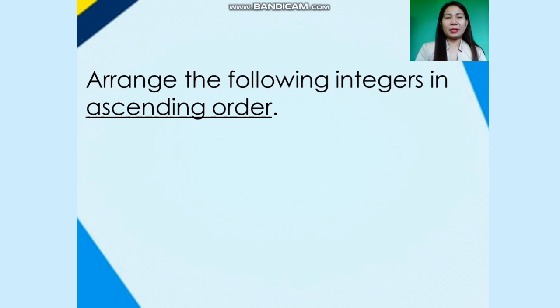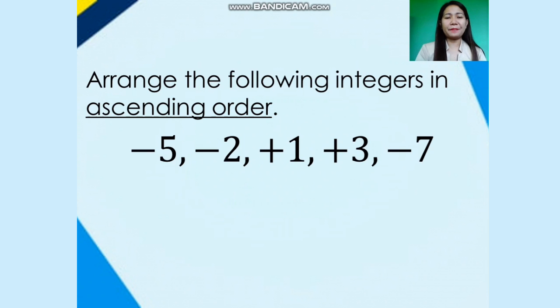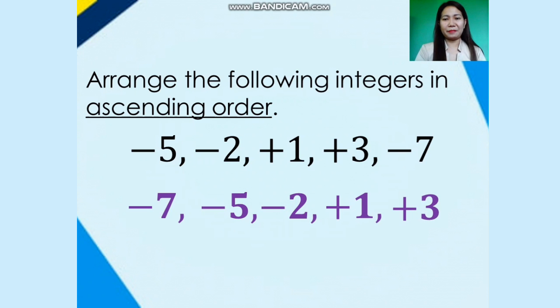Next, how about if we have negative 5, negative 2, positive 1, positive 3, and negative 7? Again, let's start with the negative integers. The least integer here is negative 7. Then we have negative 5, then negative 2, positive 1, and positive 3.